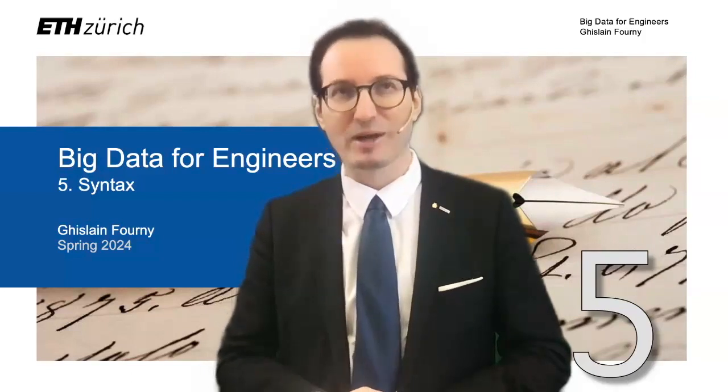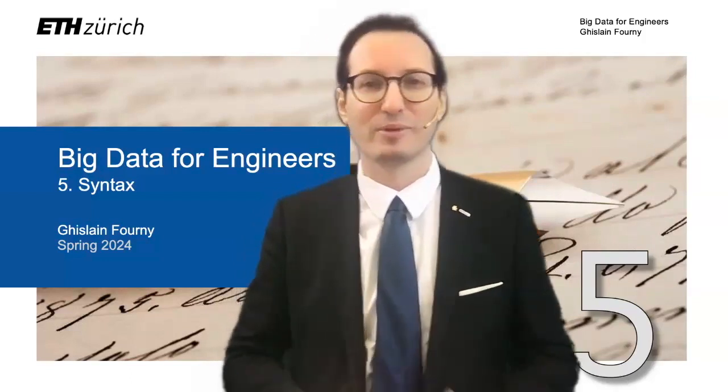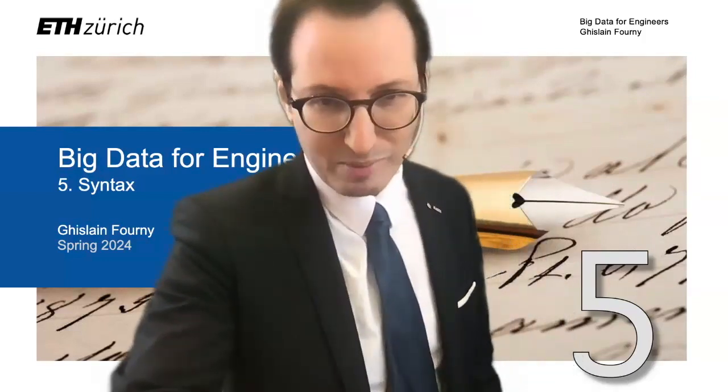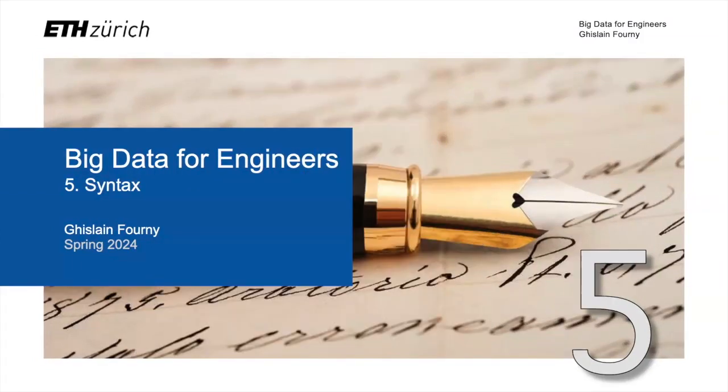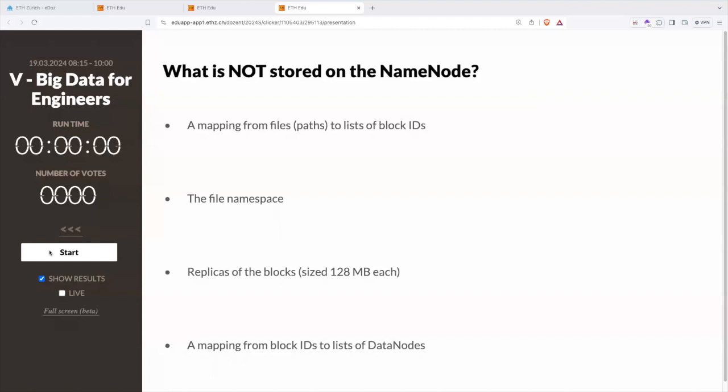Before we start, I'd like to ask you a question on the Clicker app to make sure that you're all with me. What is not stored on the name node? So this is, of course, the Hadoop distributed file system, aka HDFS. Three of these are stored on the name node, and one of these is not.